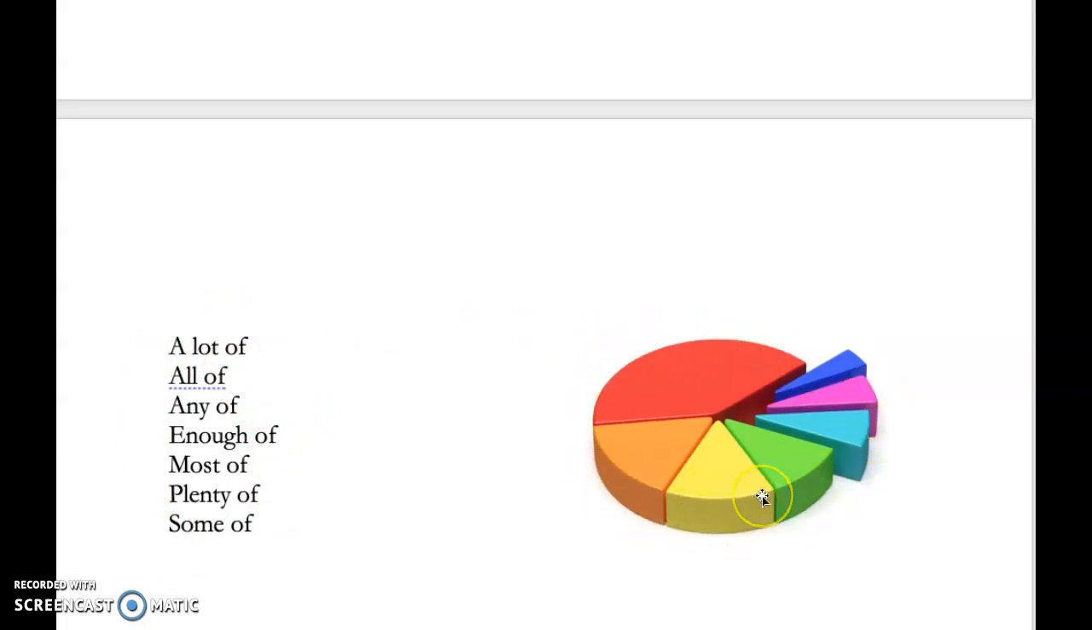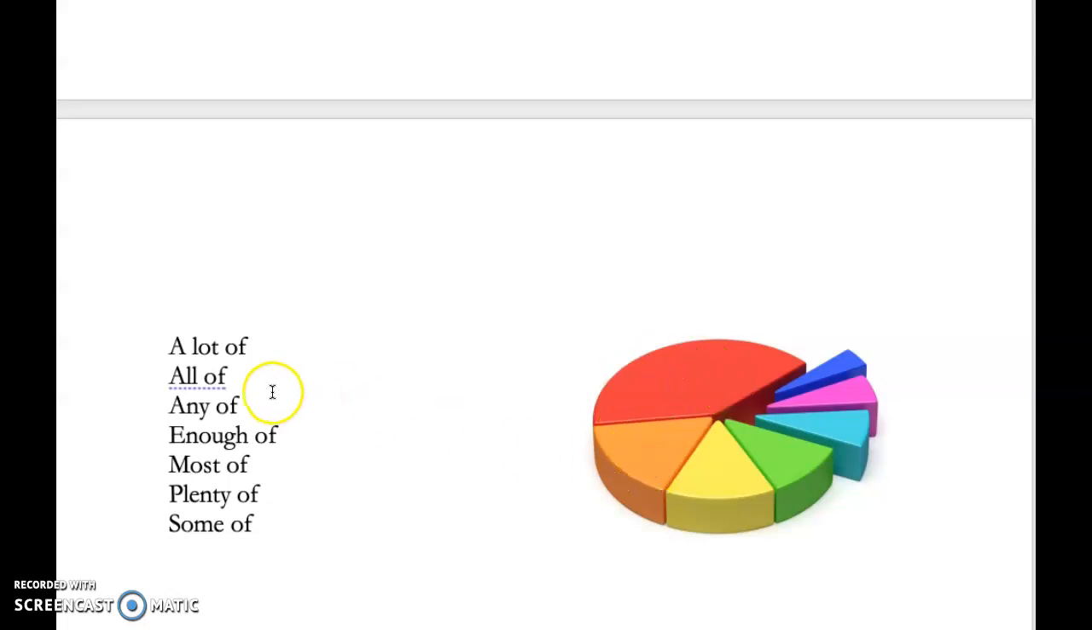which is why I made this little pie chart here, right? A lot of the pie chart would maybe be like this much of it. All of it, even though it's all of it, is still all of the thing that you're measuring, right? Any of could be this one, the orange one, or the red one, or the yellow one. Enough of, I don't know, maybe that's the green, maybe that's enough of this pie. Or most of could maybe be the orange plus the red plus the yellow plus the green, or plenty. Maybe you don't need a lot. Maybe you'd say just this dark blue is plenty of the pie. Some of, I don't know, the orange, some of the pie, right?